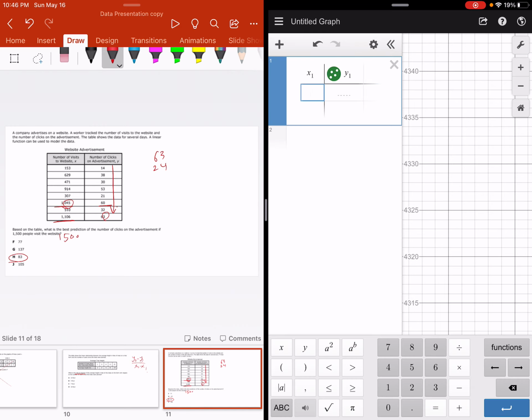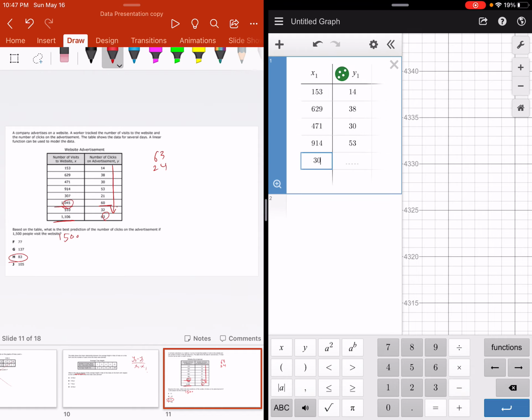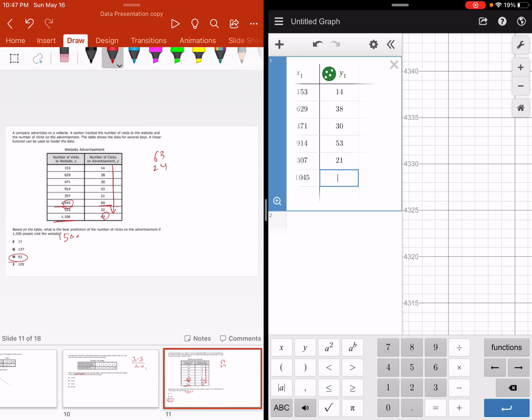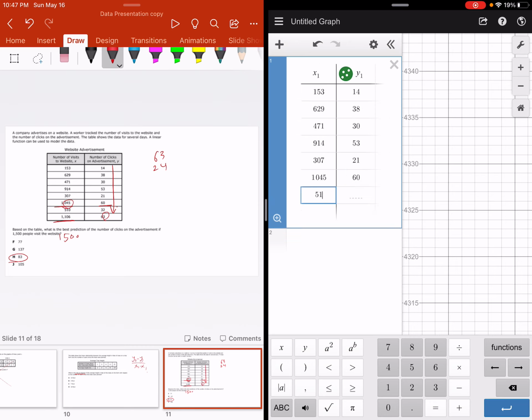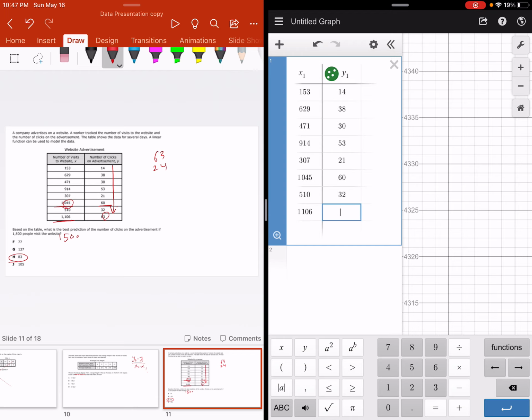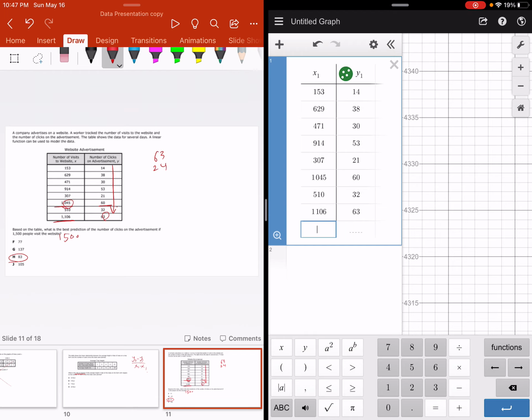So you just put everything here. 153, 14, 629, 38, 471, 30, 914, 53, 307, 21, 145, 60, 510, 32, and 1006 and 63. And next one, what we want to find is 1500, right?